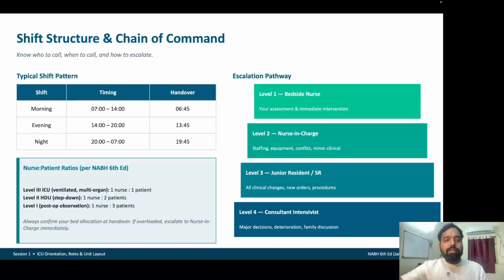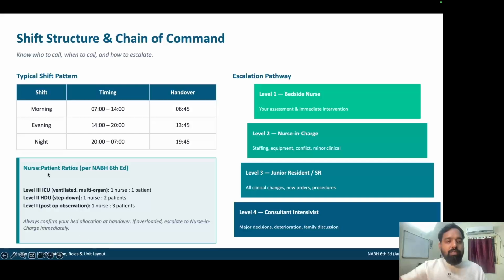Regarding the shift structure and chain of command, know who to call, when to call, and how to escalate. So there is a shift pattern. In most cases there will be a morning shift, evening shift, and a night shift, with the timing according to the convenience of the team working there and the administration.